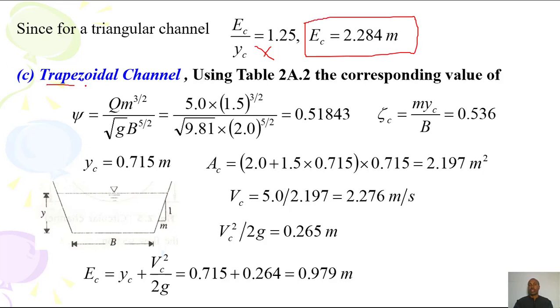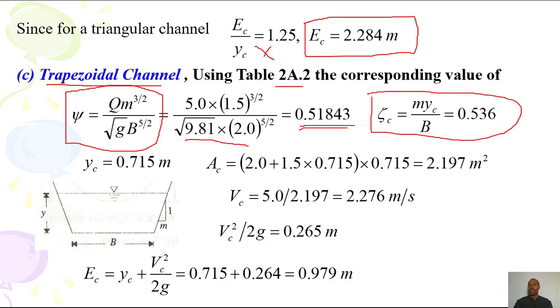For the trapezoidal channel, using table 2A, the corresponding value of this one, which is phi, which is Q M 3 over 2, to the power of 3 over 2, over square root of G, B to the power of 5 over 2. If you substitute, then you get this result. Then for this value and for the side slope given, what will be eta C? So eta C can be found from the table.